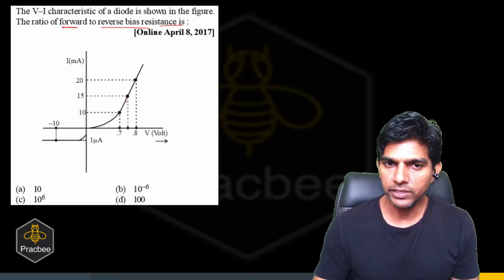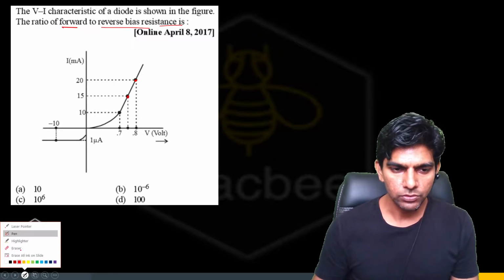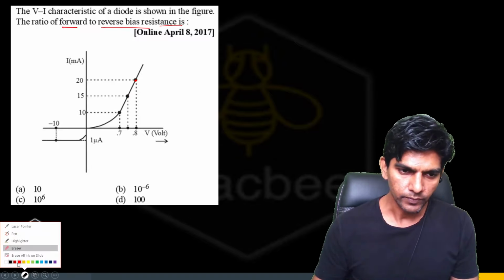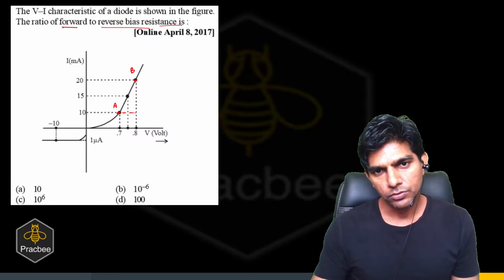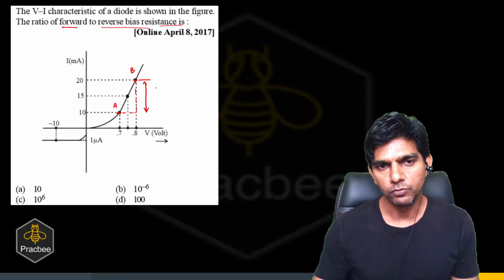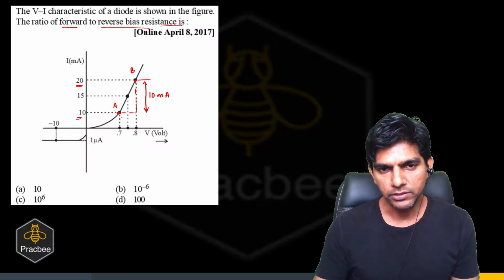I told you we have to take any 2 points on the graph. So let us take this point as A and this point as B. Now find the change in the current from A to B. So it will be 20 minus 10, which is 10 milliampere. Now let us see what is the change in the voltage from A to B. And this will be 0.1 volts.